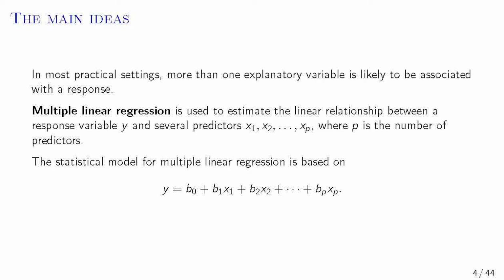Again, what we have is a response variable or a dependent variable, an intercept, that's your B naught, plus your B1 X1 plus B2 X2 plus and so on up to BP XP. Those are all of our explanatory variables, our independent variables.